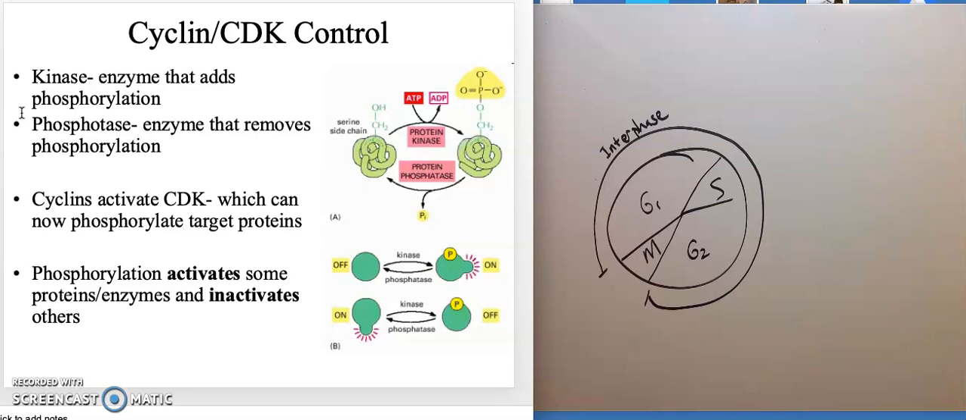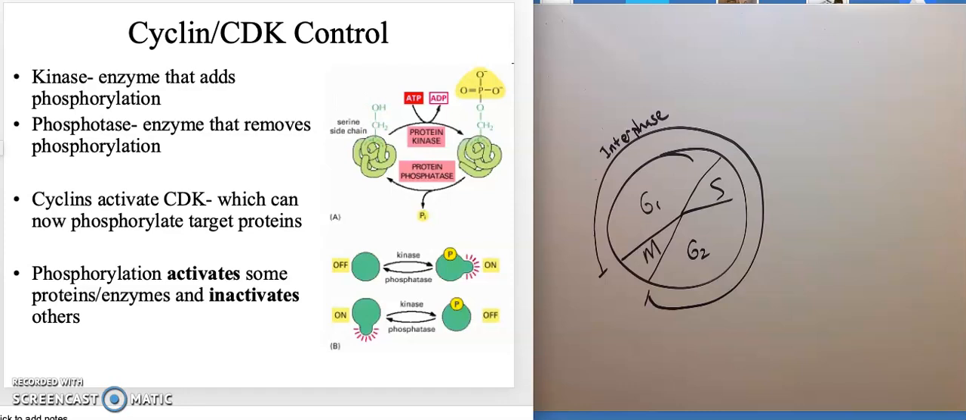Now, phosphorylation doesn't necessarily mean the protein's on, and dephosphorylation doesn't necessarily mean the protein's off. For some proteins, phosphorylation turns a protein on and dephosphorylation turns it off. But for different proteins, phosphorylation turns a protein off and dephosphorylation turns a protein on. The thing that's constant is kinases add phosphorylation and phosphatases remove phosphorylation. And so CDKs are cyclin-dependent kinases. They're enzymes that phosphorylate target proteins when their partners, the cyclins, are present.